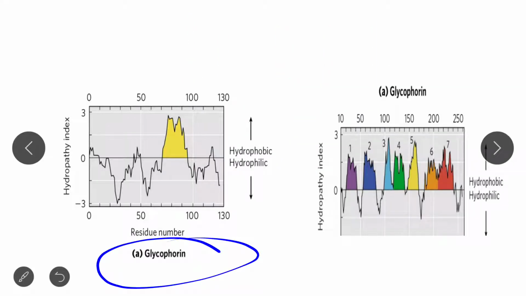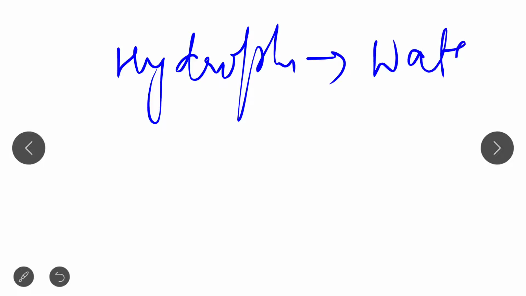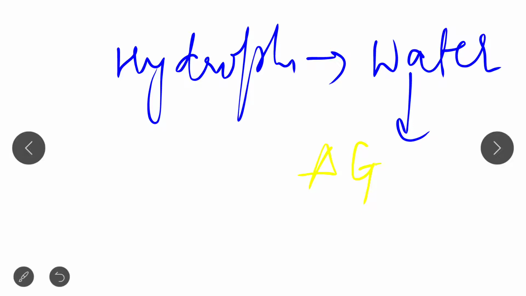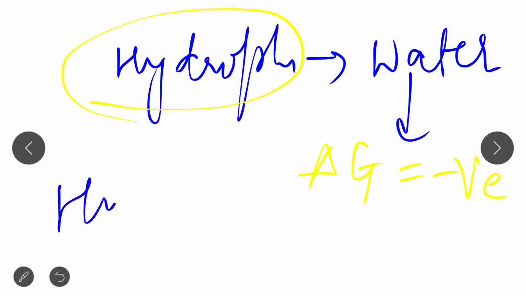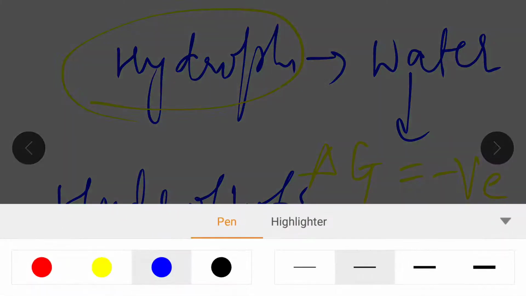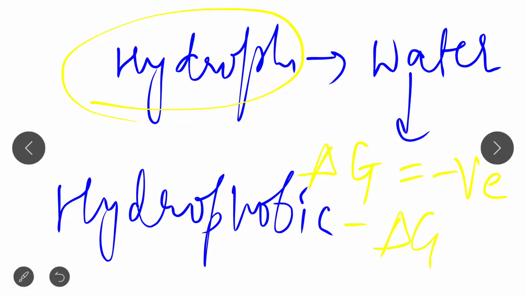Now those segments that are hydrophilic in nature, when we dissolve them in water, in this case del G is negative, because the segments are already hydrophilic in nature. No energy is required in this process. But those segments which are hydrophobic in nature, in this case del G will be positive.